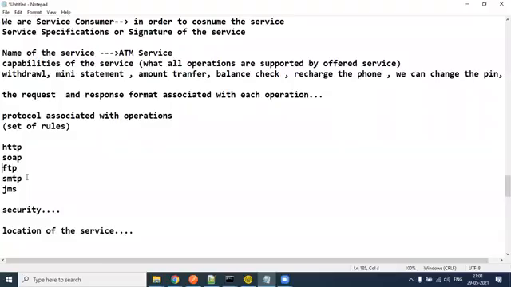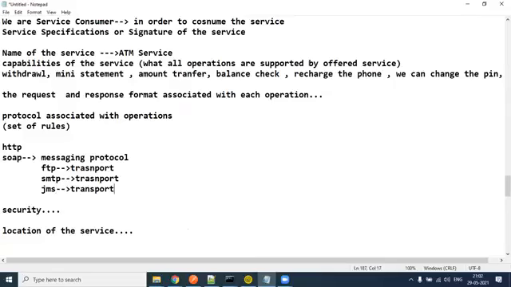So SOAP internally can use different protocols, it depends. I don't know what exactly you built, but SOAP is a messaging protocol. SOAP itself is a messaging protocol, and that messaging protocol will also internally use one transport protocol, and that transport protocol can be FTP, that can be SMTP. This is also a transport protocol. That can be JMS, and that can be HTTP also.